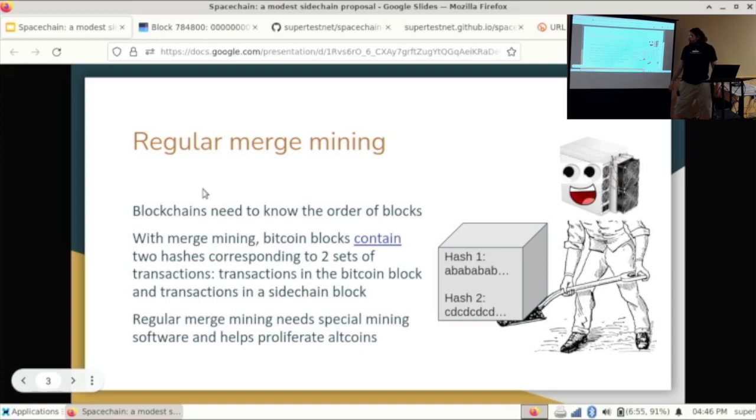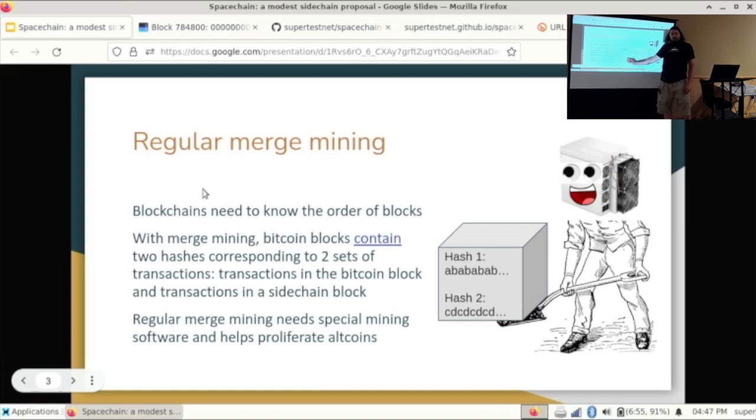And it also helps proliferate altcoins, because miners need to be paid somehow for the work they're doing for the second blockchain. And typically that means you've got to create an altcoin that you can pay them with for doing all this work. Everyone who's putting transactions onto this sidechain is going to be contributing fees. What are they contributing fees in? It's usually an altcoin. Namecoin was the first altcoin because they had to pay Bitcoin miners to mine their transactions. So the problems with regular merge mining, it requires special mining software.